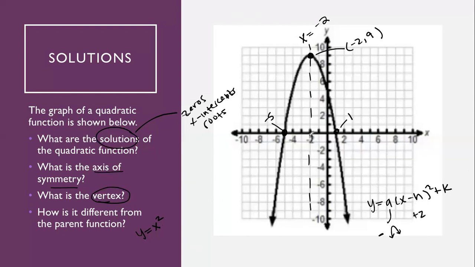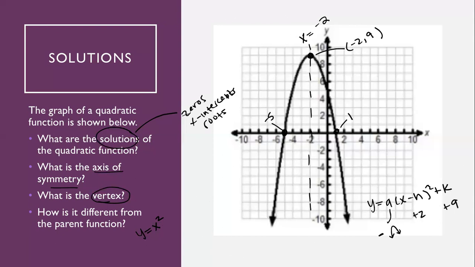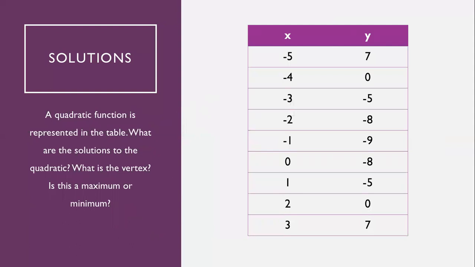+2. And it went up 9. So what does that tell you about the K value? +9. Good. A quadratic function is represented in the table below. What are the solutions to the quadratic? What's the vertex? Is there a maximum or minimum?